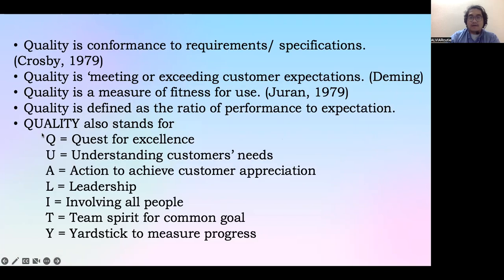Wait lang. May formula dyan sa quality as defined ratio performance. Hanapin natin ang definition by math.